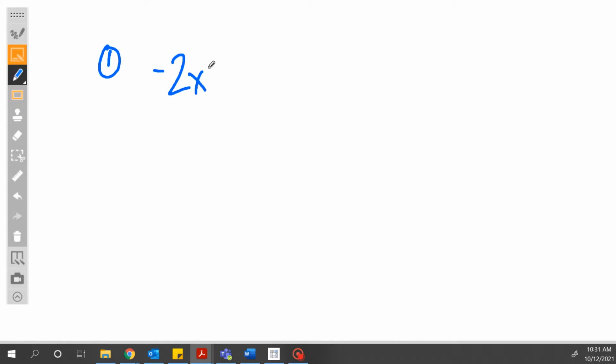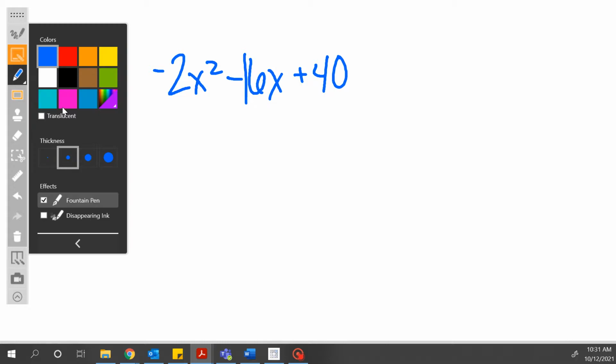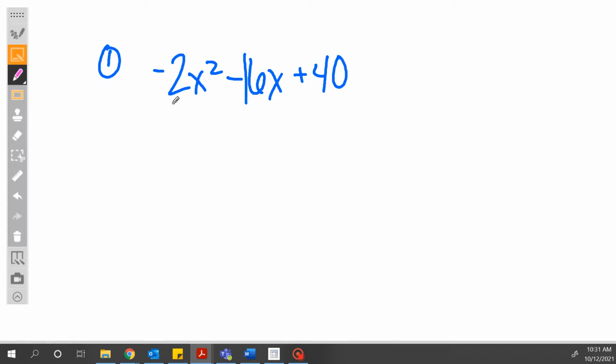We got negative 2x squared minus 16x plus 40, and we want to factor this. Okay, so always start by checking if there's a GCF. We are going to have a GCF here that we're going to have to factor out, because all of these have 2 in common. However, keep in mind the first term here is negative, so we are going to have to factor out a negative number. So let's factor out a negative 2.